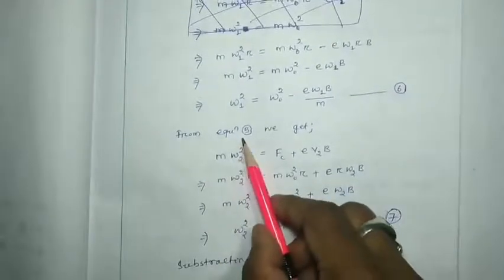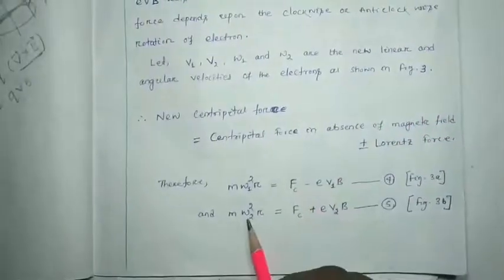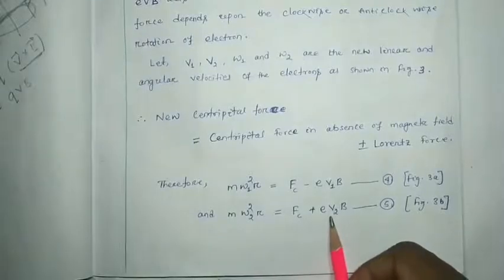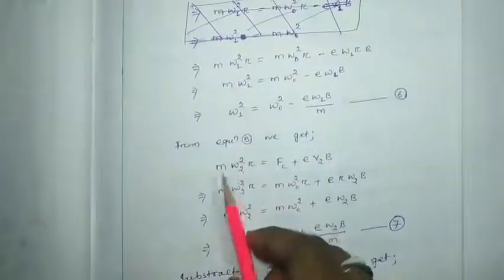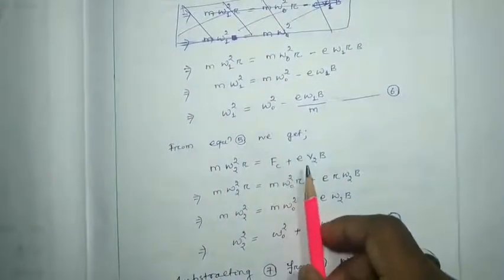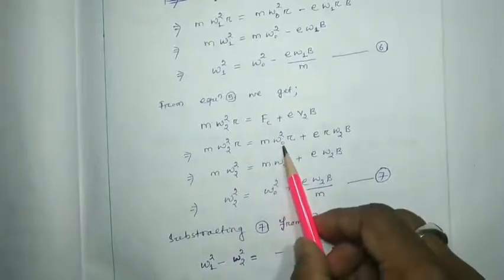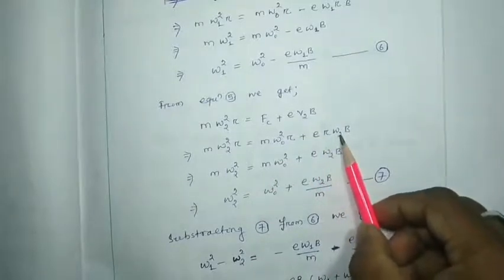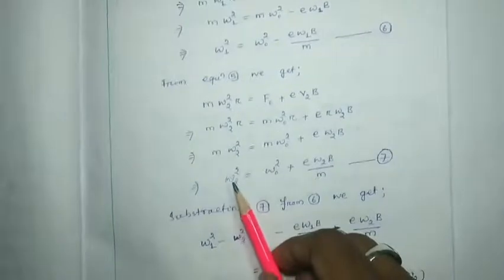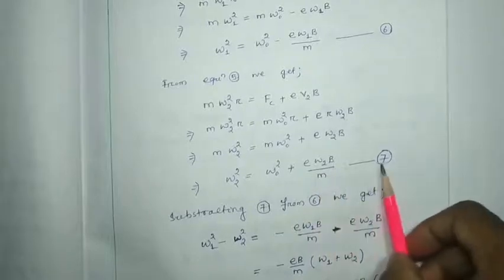Similarly, from equation number 5, that is m omega2 square r is equal to Fc plus e v2 B, right? From equation number 5 we can find omega2 square. Similarly, Fc is nothing but m omega0 square r. Here v2 will be written as r omega2 B, and we find omega2 square will be equal to omega0 square plus e omega2 B by m. Let it be equation number 7.